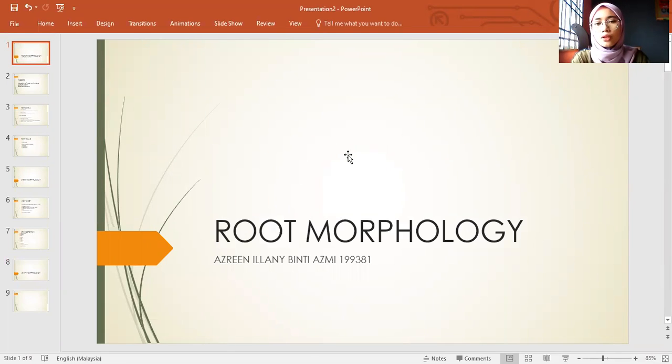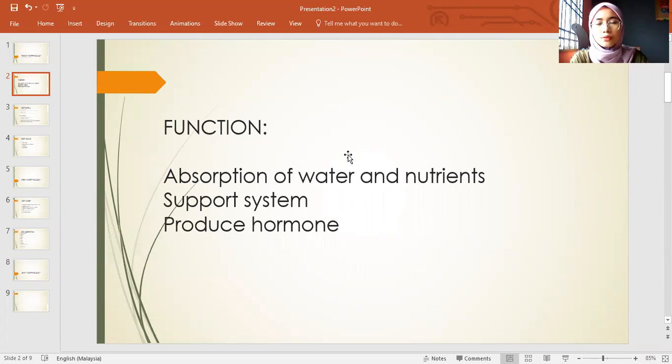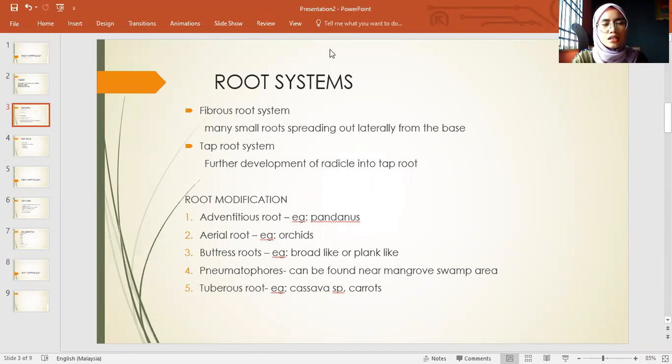We will talk about root morphology first. The function of root is to absorb water and nutrients, as a support system, and also as a place to produce hormone. So this is the root system part.